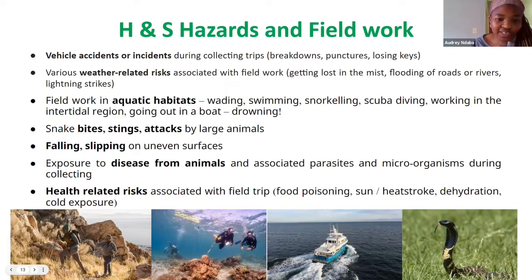And also you could be exposed to sun and experience heat stroke, because you could be walking during the day and it's so hot. Or the most common one is dehydration. And if it's cold, especially if you are working inside the water and you are exposed to too much cold, you could also just suffer from cold exposure.